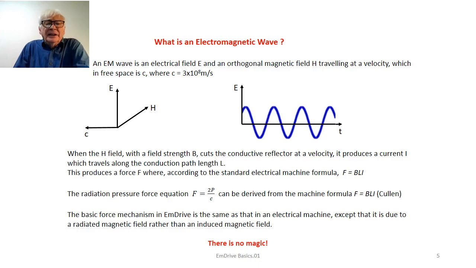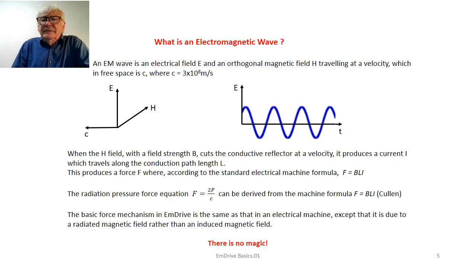Now, when the magnetic field H, which has a field strength B, cuts the conductive reflector at a velocity, it produces a current I, which travels along the conduction path in the reflector of length L. Now, there is a standard electrical machine formula which produces the force, where force is equal to B times L times I.